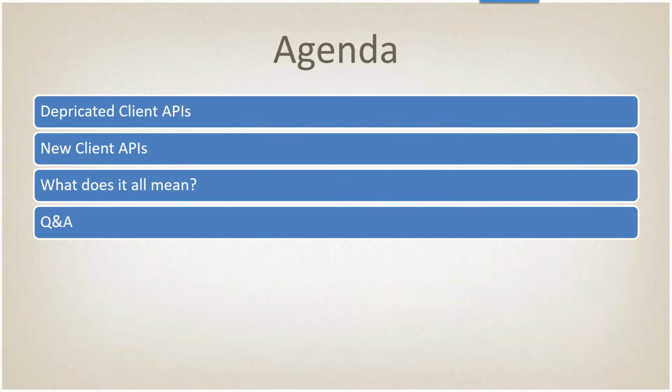So I can't spell deprecated for some reason. Is that right? So today we're going to talk about the deprecated client APIs, the new client APIs. What does this really all mean for us? And we'll get into some Q&A, and then we'll look through some of the help pages and kind of go from there.